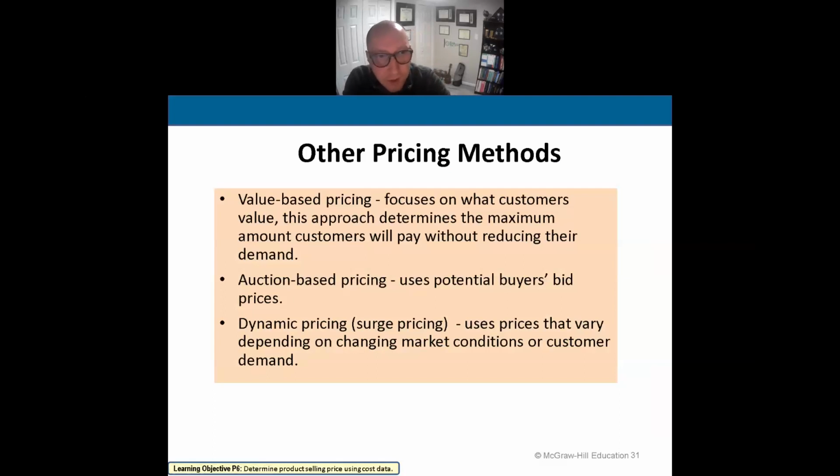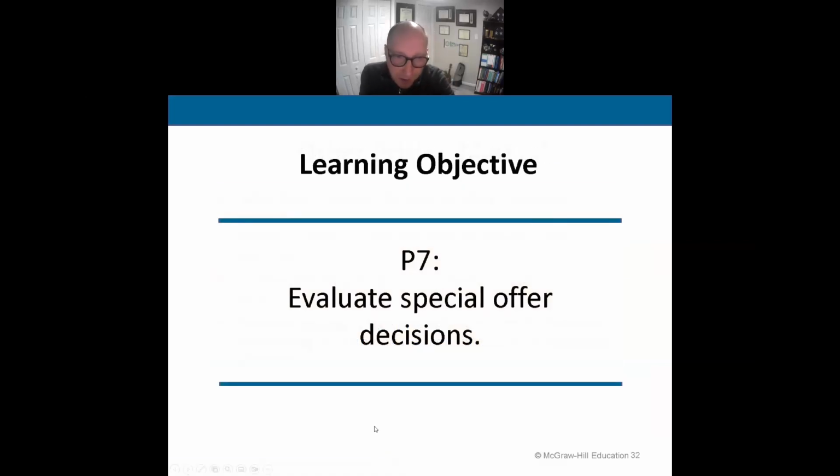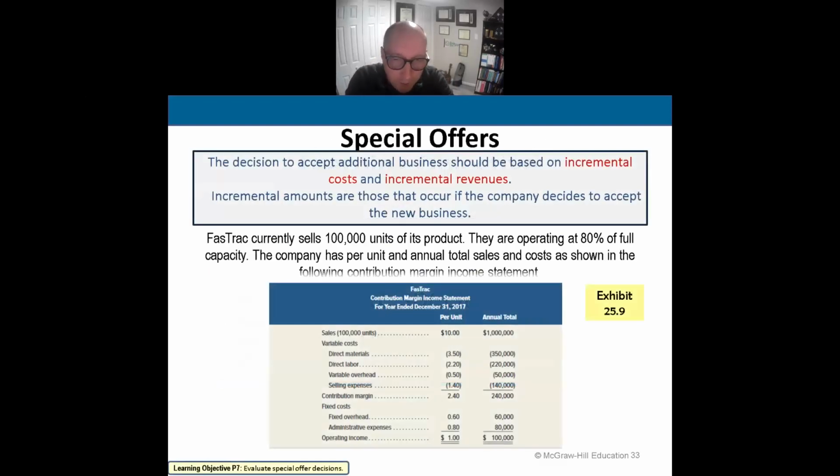Other pricing methods include things like value-based pricing, auction-based pricing, and dynamic pricing. A lot of other methods, as you would expect. Those are just a few. And one of the other last decisions that we would make as a manager is called special offers. Special offer is where we have the opportunity to create a special batch of products for a customer. The way we determine whether we decide to do this for a customer or not is by looking at incremental costs and incremental revenue.